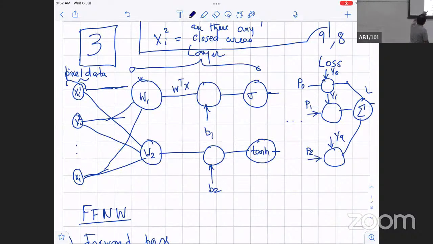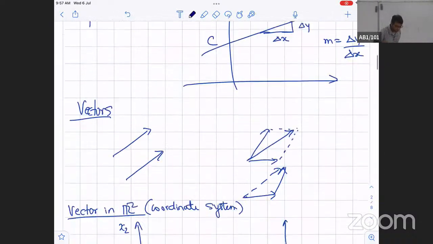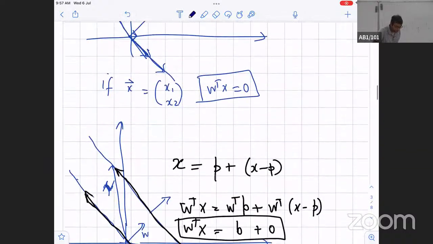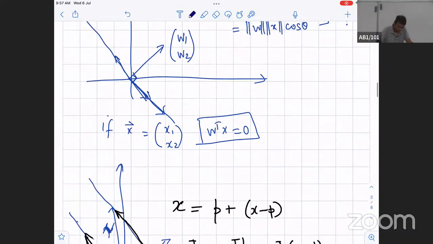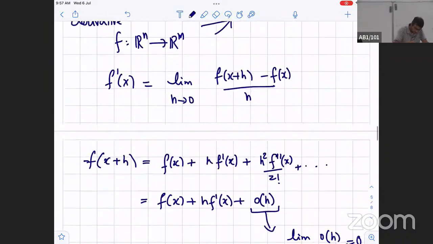We had this W transpose X plus some bias. So what does the bias B1, B2 and so on add? It's a simple thing. If you don't have the bias, W transpose X equal to 0, you are restricting to lines that all pass through the origin. Whereas when you have a B, you have a richer class, which is lines that need not all pass through the origin. So that's essentially the answer. All right, so far so good.